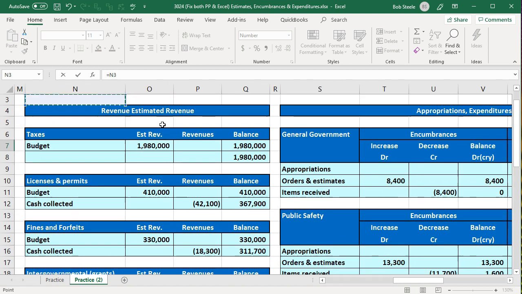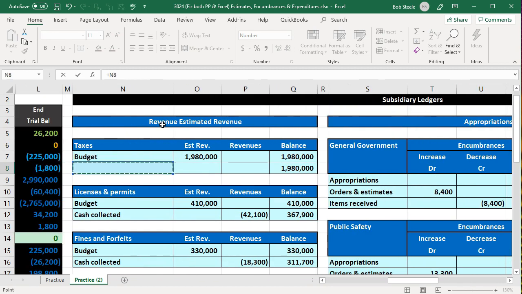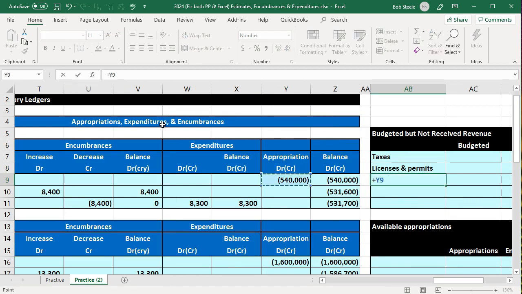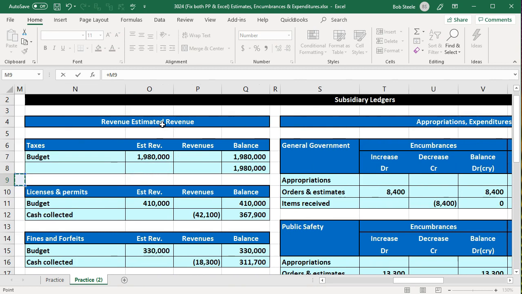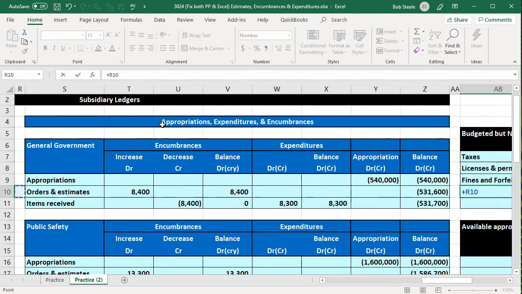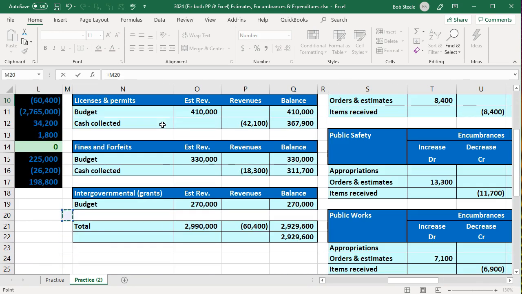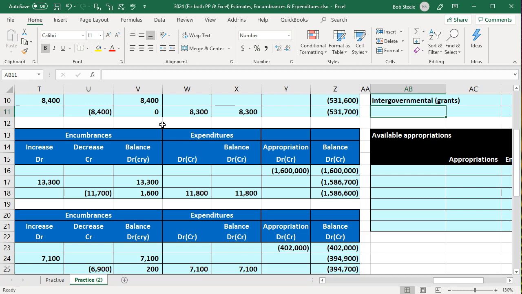the taxes up top, and then license and permits is going to be the second item. And then I'm just picking up the line items for our subsidiary ledger, fines and forfeitures. And then we had the intergovernmental. So those are going to be our line items.